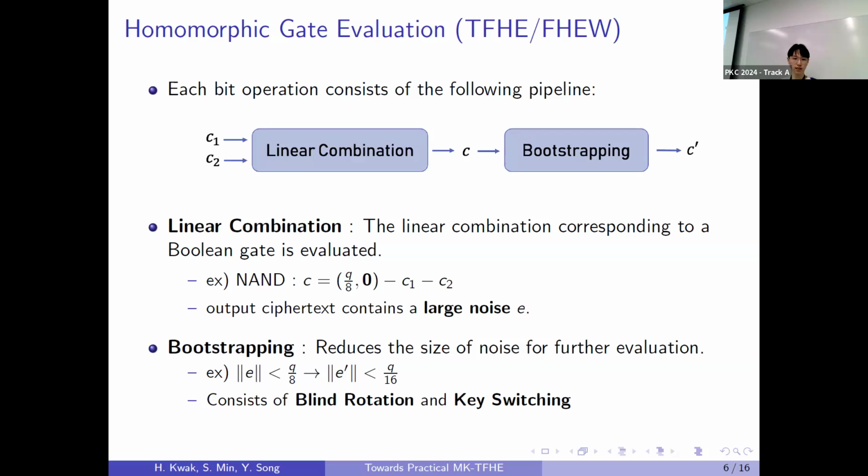But the problem is that it may contain a large noise. So it should be followed by a costly operation called bootstrapping, which reduces the size of the noise for further evaluation. The bootstrapping in TFHE consists of two steps called blind rotation and key switching. Since the most challenging and costly part of the bootstrapping is blind rotation, we will be only focusing on the blind rotation in this talk.